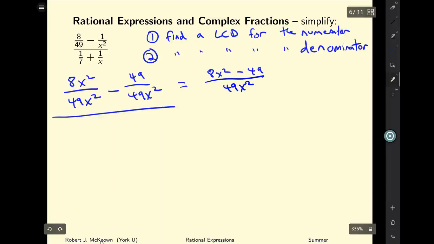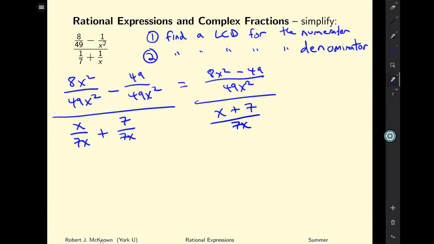Now, what about the denominator? Let's take a look at the denominator. 1 over 7, well, I can just multiply that by x. So I'm going to have x over 7x plus, well, 1 over x, I can multiply the numerator by 7 and the denominator by 7. And now I've got x plus 7 divided by 7x. Now, what's the rule when we're dividing two fractions?